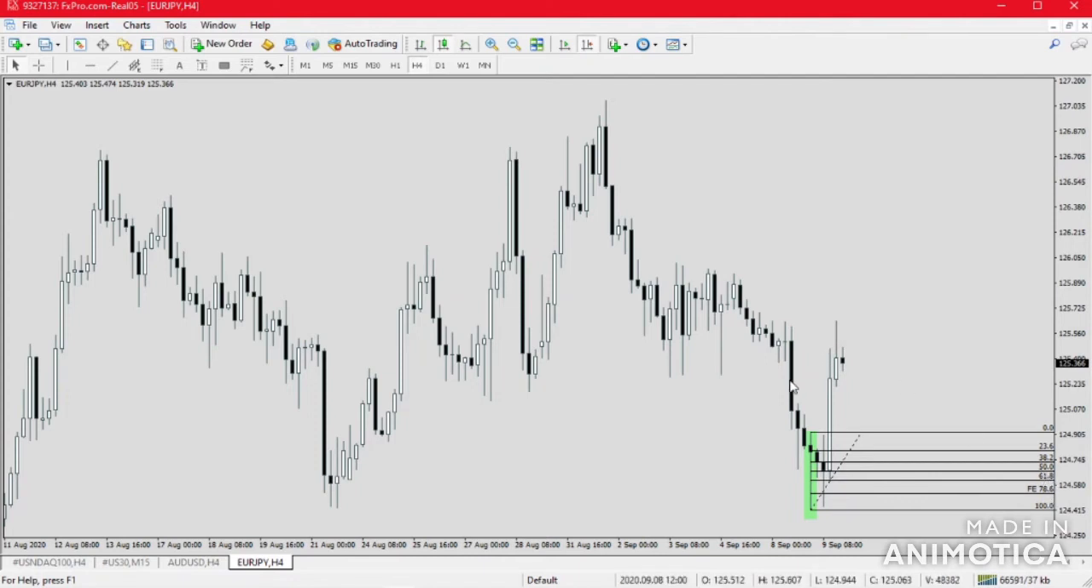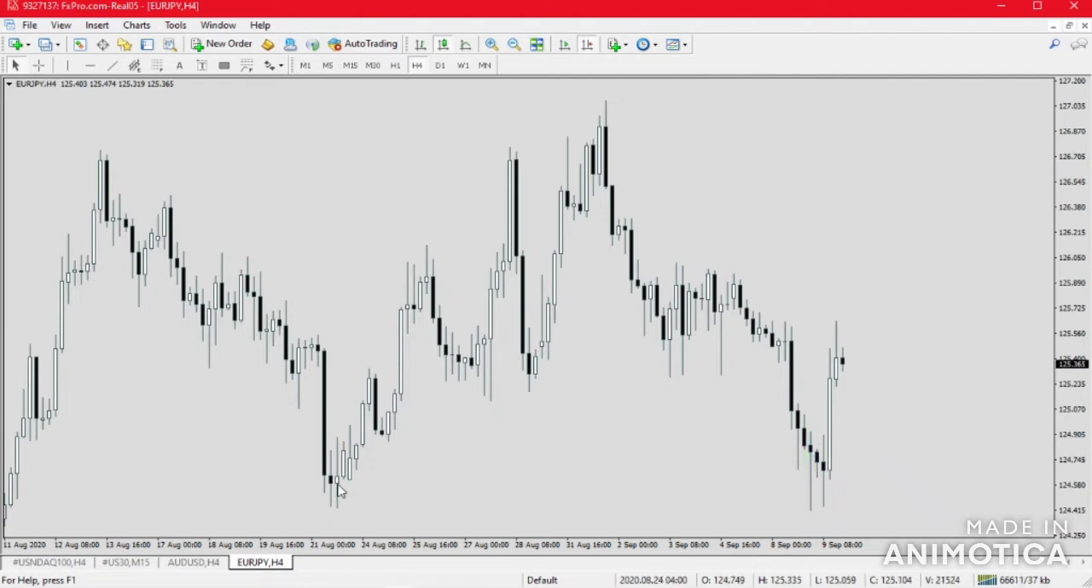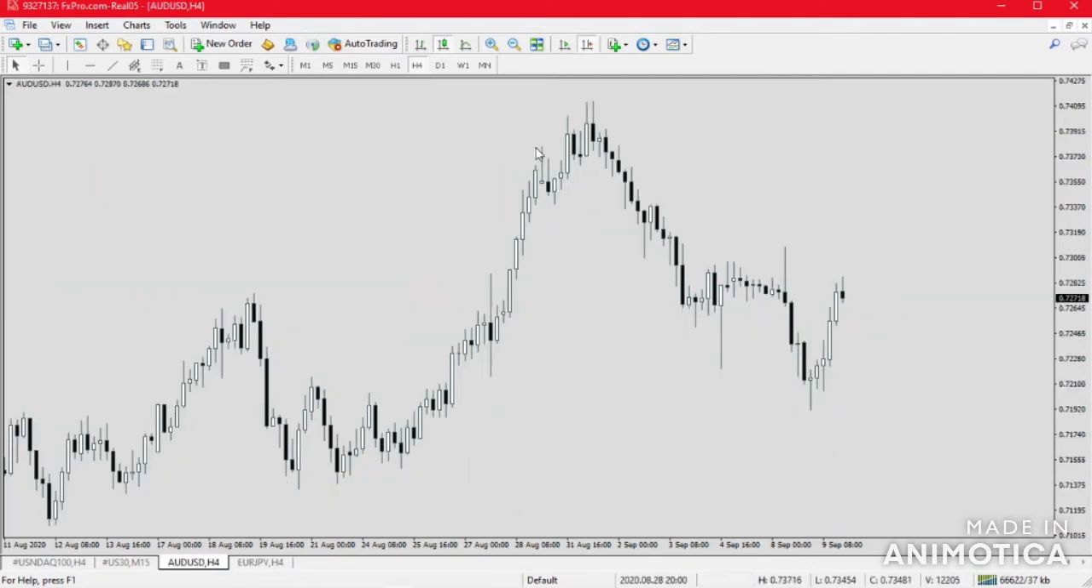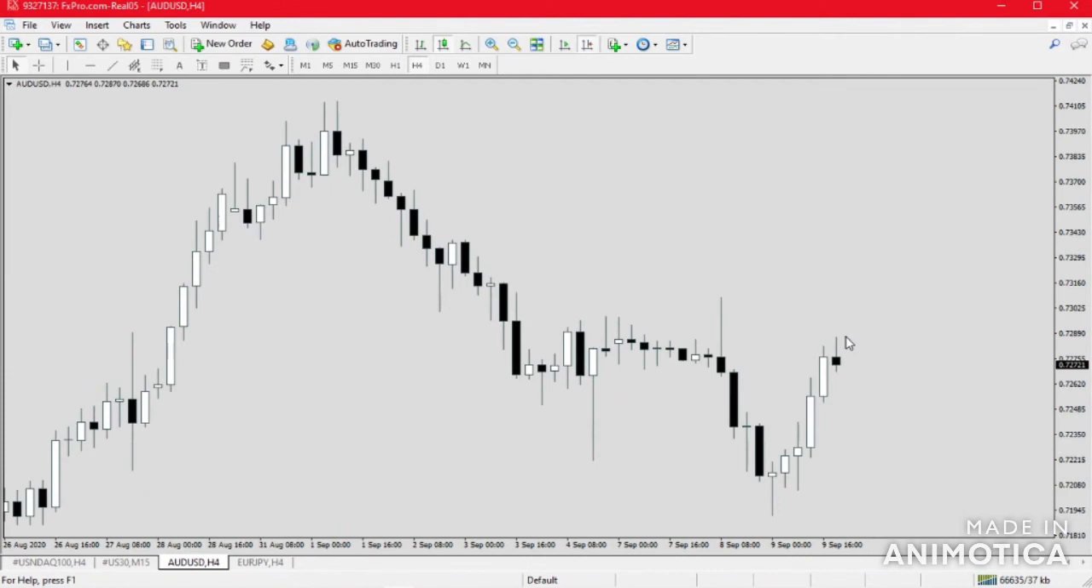Let's just look at another example here. This is on AUDUSD. You can see that we had also there a lovely candlestick formation.